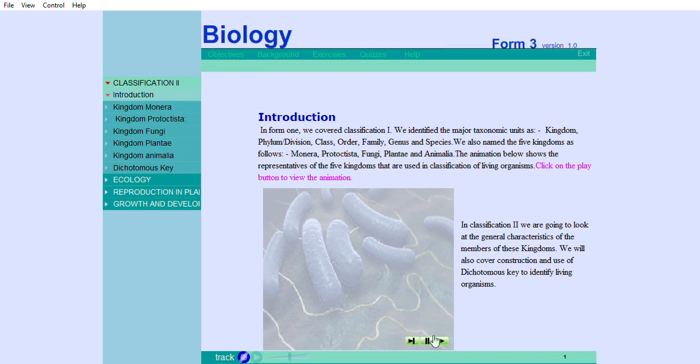In Classification 2, we are going to look at the general characteristics of the members of these kingdoms. We will also cover construction and use of dichotomous key to identify living organisms.